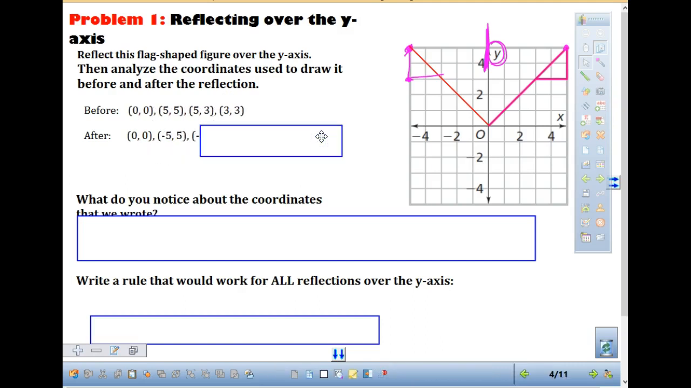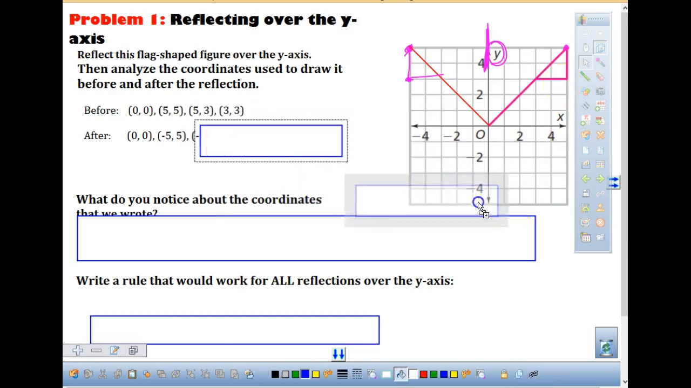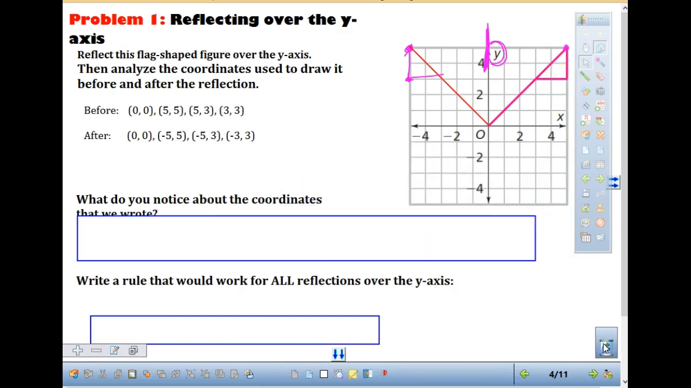Negative 5. 5 is our new one. And you should be able to look at this next point down, right? It was 5, 3, so now it's going to be negative 5, 3. Wow. And then the last one. So it says, what do you notice about the coordinates that we wrote?